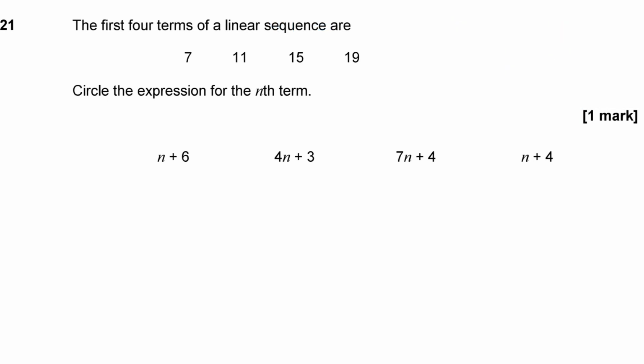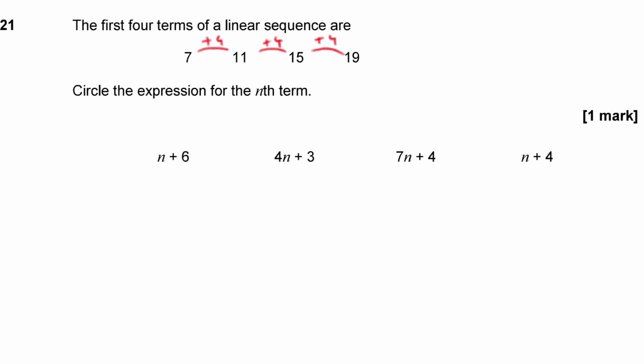Question 21. The first four terms of a linear sequence are 7, 11, 15, 19. Circle the expression for the nth term. Okay, well, the n part of the nth term, you can find out by looking at the gap between the numbers. This is a plus 4 sequence. 7 plus 4 is 11, 11 plus 4 is 15, 15 plus 4 is 19. So it's going up in 4s.